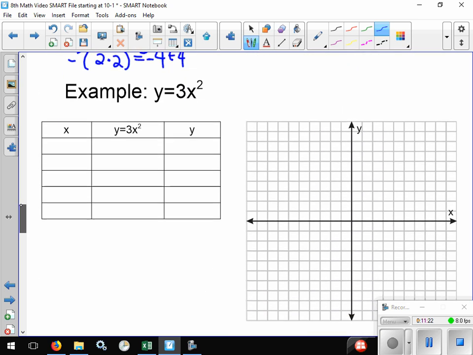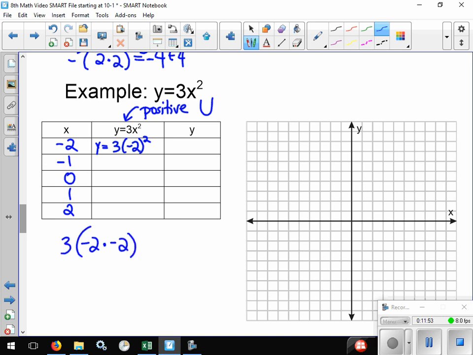Okay, so here's the next step. First thing we're going to point out is this is a positive equation, positive x there. Okay, positive 3, so it's going to look like a u. And again, I'm going to do negative 2, negative 1, 0, 1, 2, to be consistent. Okay, so y equals 3 times negative 2 squared. And you get negative 2 times negative 2, and you'll multiply by 3 when you're done. Negative 2 times negative 2 is 4, times that 3 gives you 12.